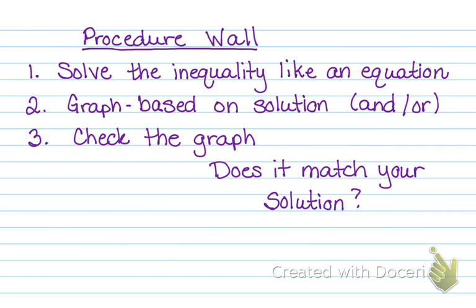All right, let's do our procedure wall. So the thing you have to remember about inequalities, you're going to solve the inequality like an equation. Then you're going to graph it based on the solution, whether it's an AND or OR. And you always want to check and make sure, does my graph match my solution? So if I pick a number randomly that is shaded, does it make it true? Is it following the rule? So you're going to have some practice, take your time, and make sure you go through the procedures correctly.